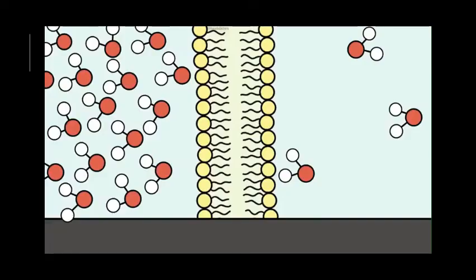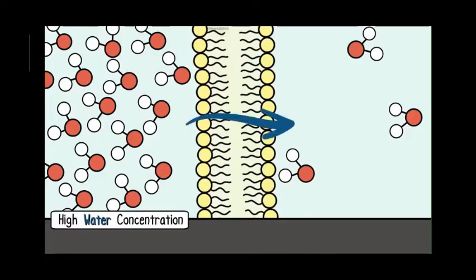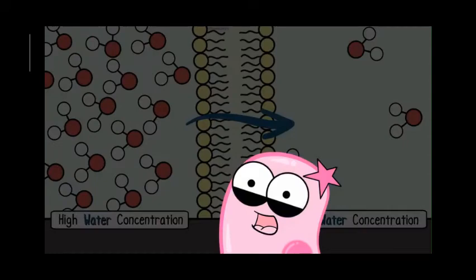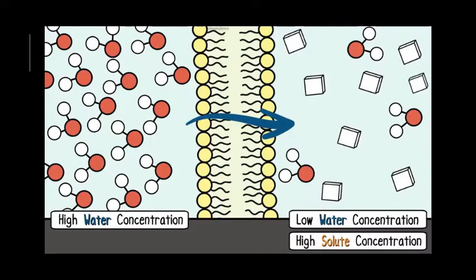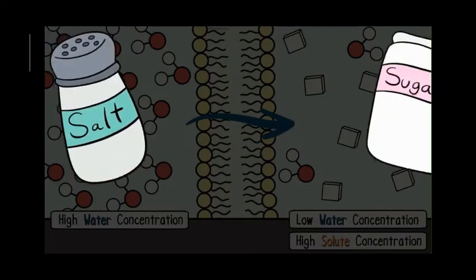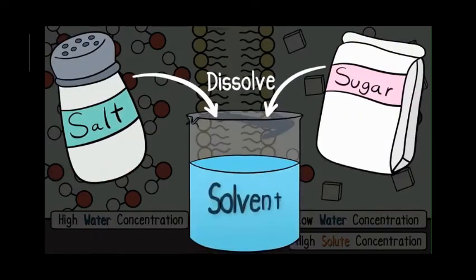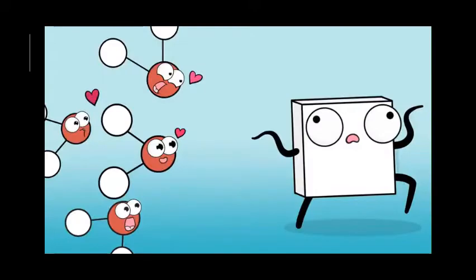In osmosis, water molecules travel from areas of a high concentration of water molecules to a low concentration of water molecules. But there's another way to think about water movement in osmosis. A low water concentration likely means there is a greater solute concentration. Solutes are substances like salt or sugar that can be dissolved within a solvent, like water.